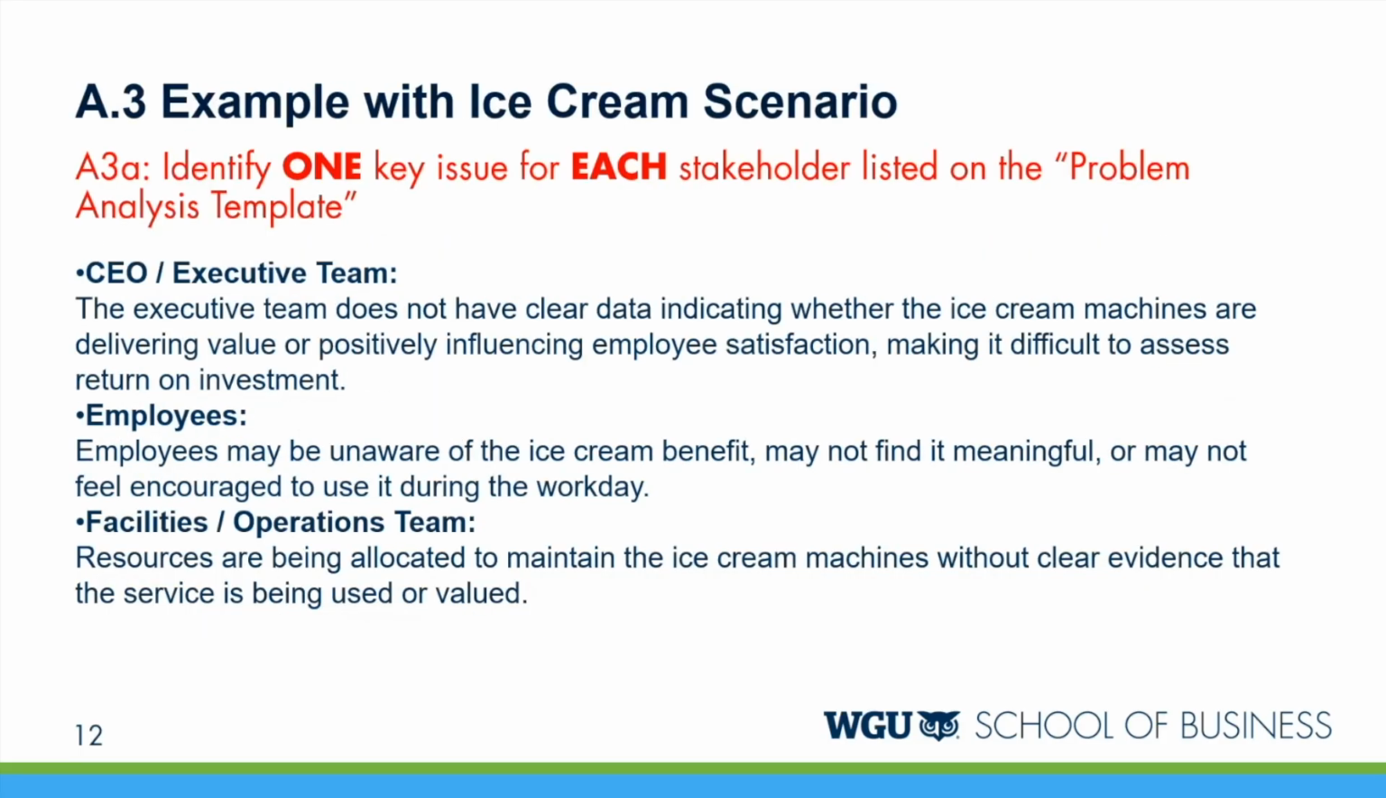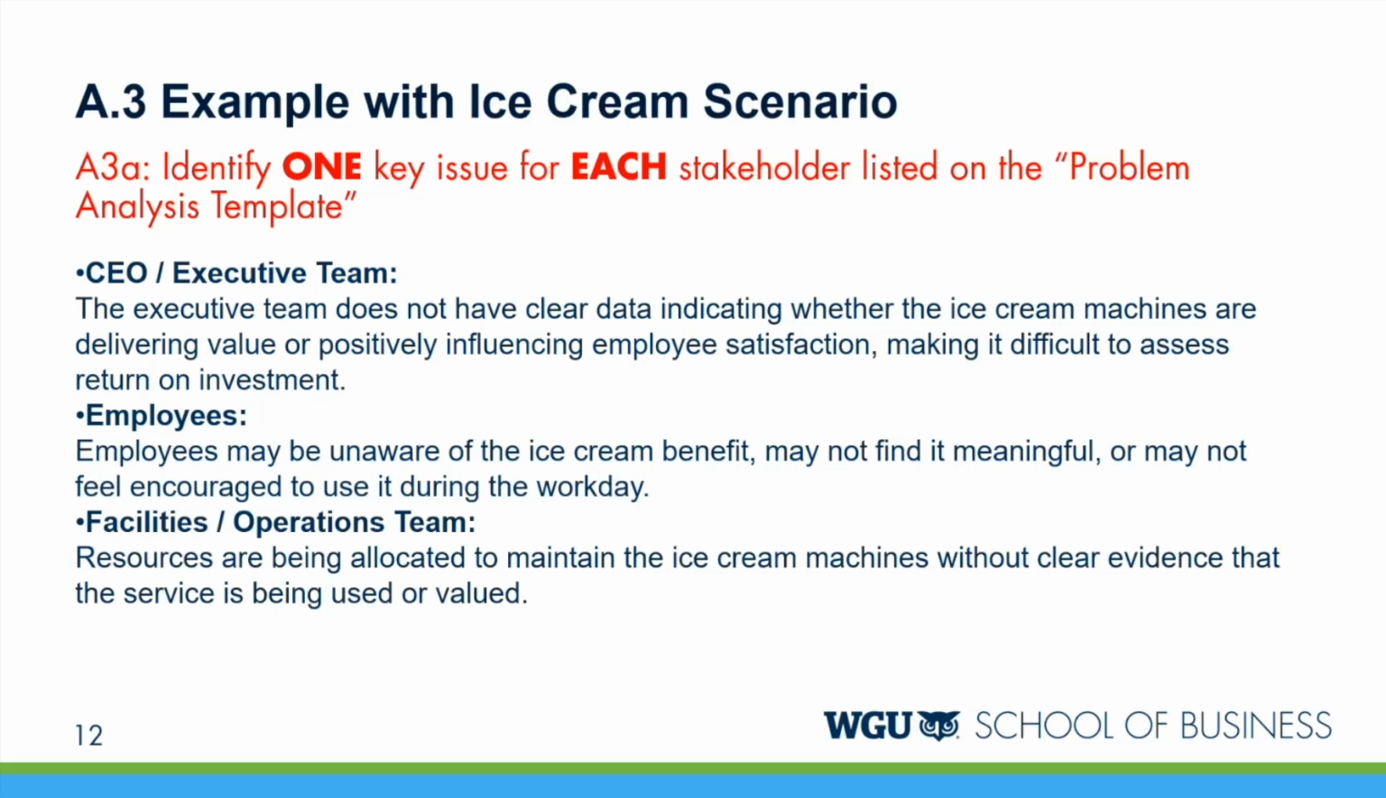Okay, so we're going to dive into this ice cream scenario. If you have that task overview in front of you, A3A. This is what it says in your task overview: identify one key issue for each stakeholder listed on the problem analysis template.